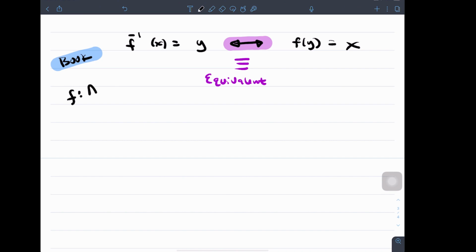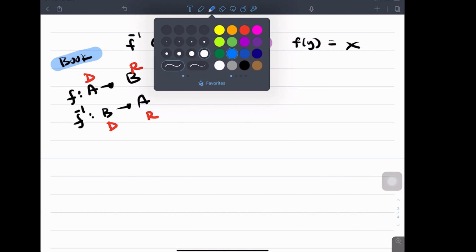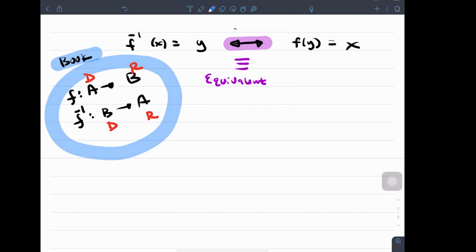f is a function that has domain A, range B. And then the inverse function, this is the formal symbols, does a reverse. This is my domain, range, domain, range. Okay, this is the formality of what the book is actually saying here. So we just have to find out what this means in our context. That's all, okay? So I just want to let you guys know about that.